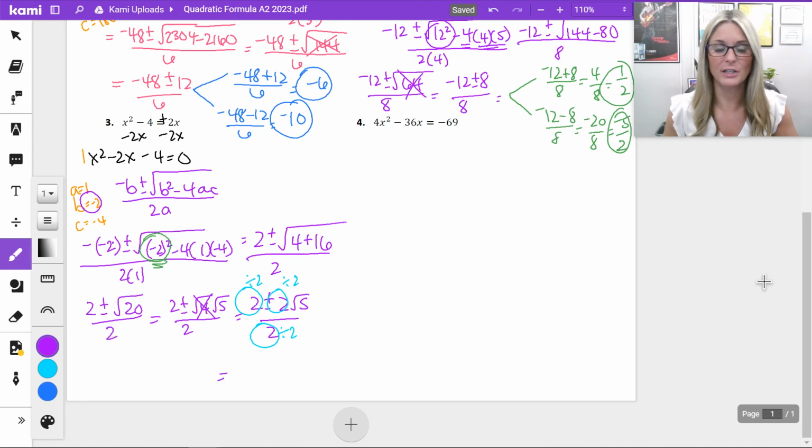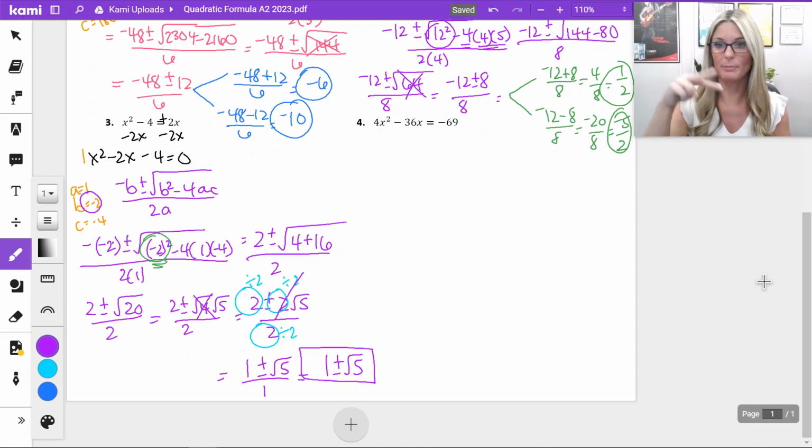So our final answer is going to be 1, because 2 divided by 2 is 1, plus or minus, I don't really need to write the 1 there, it's the radical square root of 5 over 1. I don't really need that 1, do I? 1 plus or minus the square root of 5. Final answer. Okay. There are 2 answers represented there.